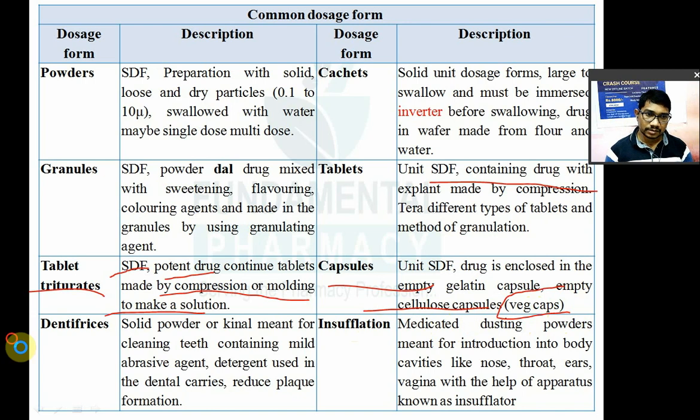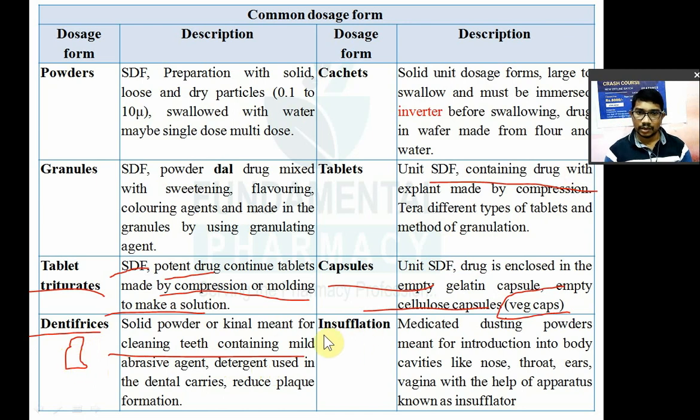What do you mean by dentifrices? Dentifrices are solid powder containing medicament for cleansing the teeth. They also contain some mild abrasive agent, a bit of detergent too, and they are used for dental caries and to reduce plaque formation on the teeth. In earlier days, Colgate powder used to come in a 10 rupee box that lasted 3 to 4 months; you take a little powder and rub it. That is dentifrices.